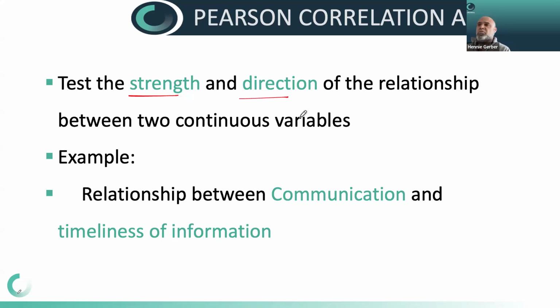If it's positive, it would mean if you have higher levels of timeliness, you get information more in time, then you get higher levels of communication. If it's negative, it would be the opposite. So in this case, we'll do a Pearson correlation analysis to test the assumption, the relationship between communication and timeliness of information.